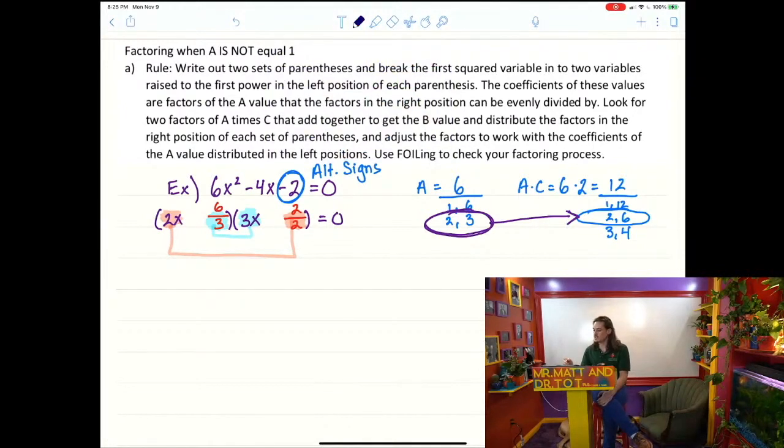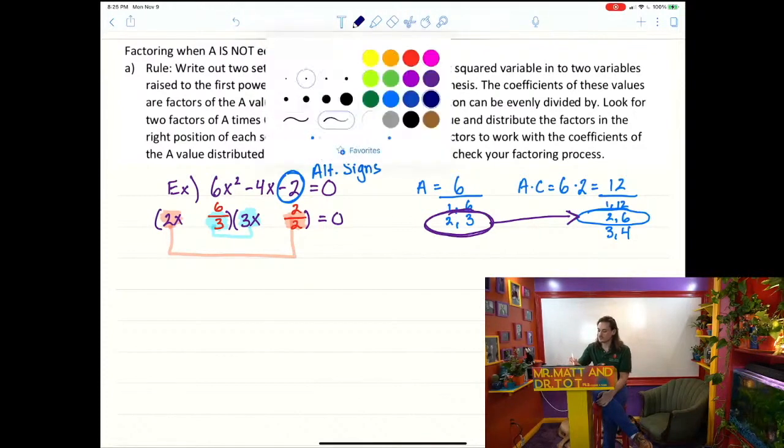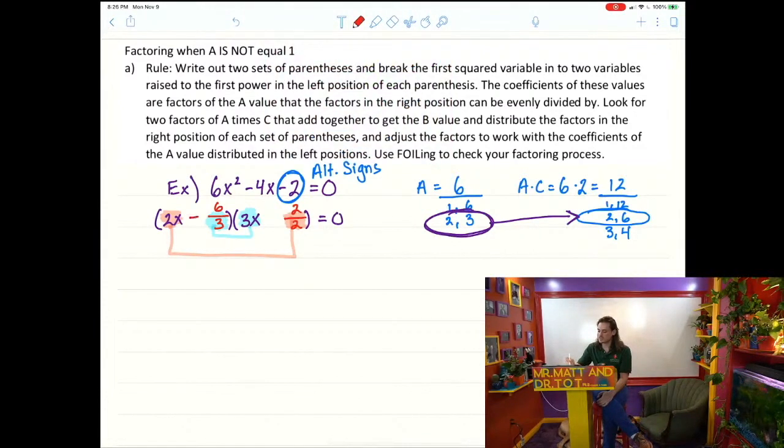So this is going to reduce, and what did I say? We need a negative 6. So this guy should be negative and this guy should be positive because I need a negative 6 plus a positive 2 to get a negative 4. And so now this simplifies into 2x minus 6 divided by 3 is 2, times 3x plus 2 divided by 2 is 1.